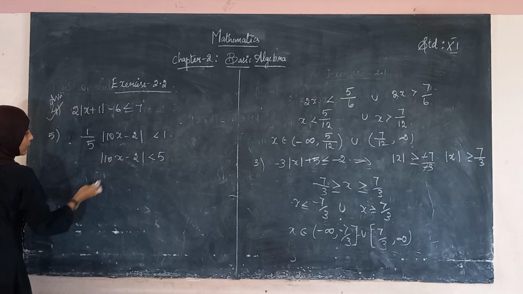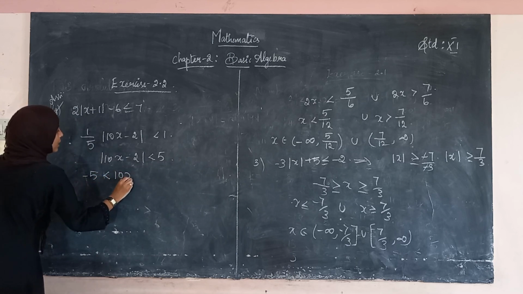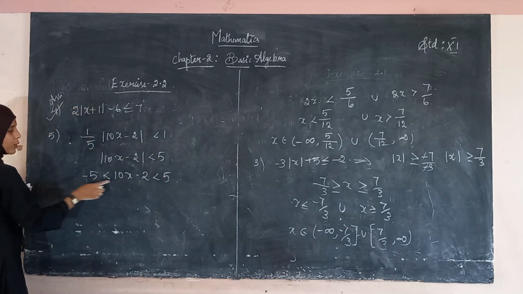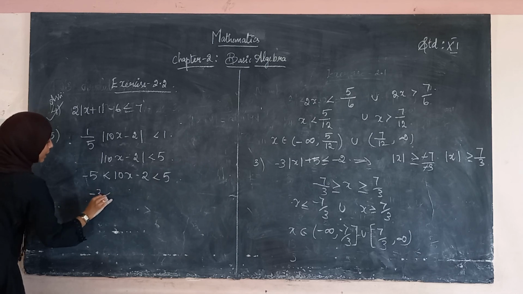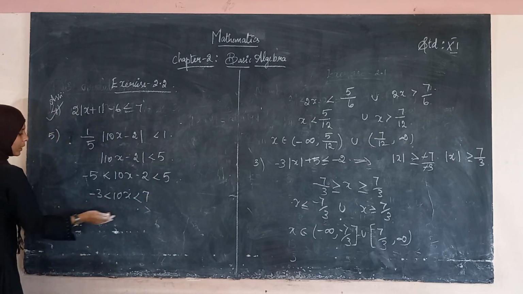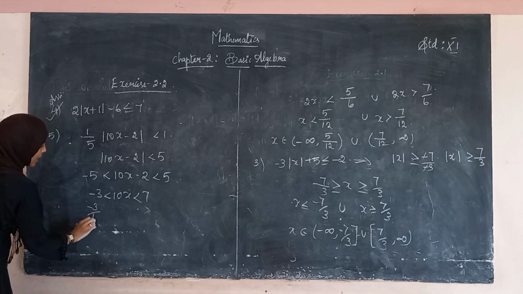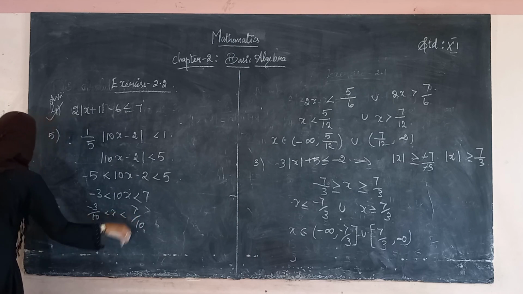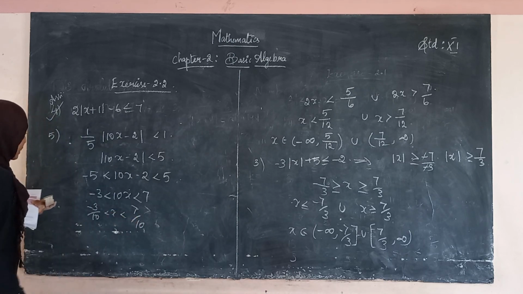So, remove the modulus, it becomes minus 5 less than 10x minus 2 less than 5. So, add 2 on both sides. Minus 5 plus 2 is minus 3 less than 10x less than 7. Okay, divide by 10 on both sides: minus 3 divided by 10 less than x less than 7 divided by 10. Okay, this is the answer.